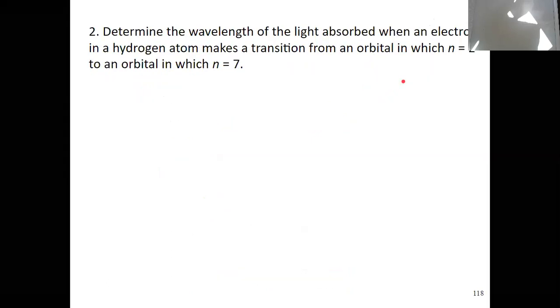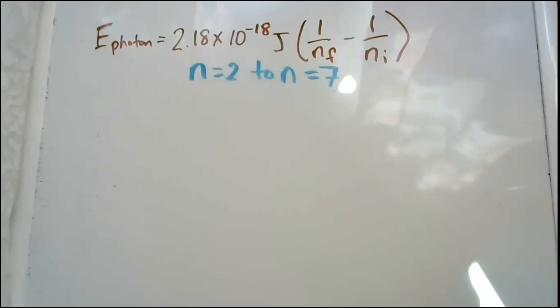Okay. Why don't you try this one? Determine the wavelength of the light absorbed when an electron in a hydrogen atom makes a transition from an orbital in which n equals 2 to an orbital in which n equals 7. I'm going to do this one on the whiteboard for you guys. Okay, so here's the question that we're looking at here. So we're looking at this transition from n equals 2 to n equals 7, all right?